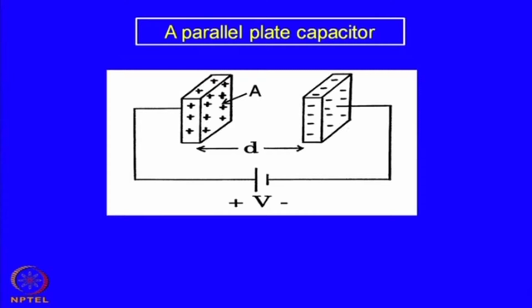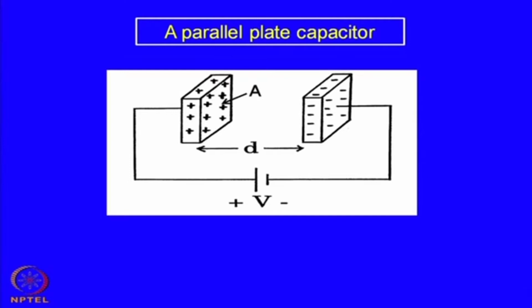So, between the two metals, if there is an insulator, that can be called a capacitor, and we have some important parameters of this device as well as the materials. So, here is an example of what we call a parallel plate capacitor.